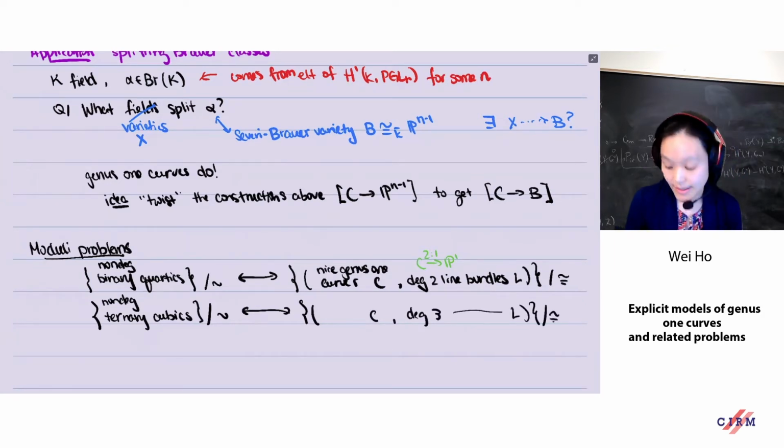And that's because that's what's coming out of your map to P2. You have a genus 1 curve with a map to P2, and if you pull back O(1), that gives you a degree 3 line bundle. So it turns out that this is exactly the right information.